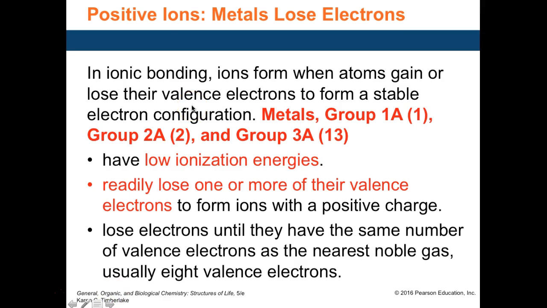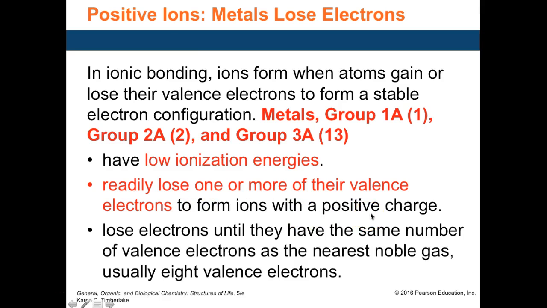So in an ionic bond, the ions are formed from metals by loss of electrons, and the number of electrons lost is equal to the group number. So all the metals in group 1A will lose one electron, in 2A 2 electrons, and then in 3A 3 electrons. All right. Metals have low ionization energy, that is, the energy needed to pull an electron from a neutral atom, and so the metals easily lose one or more of their valence electrons and end up with a positive charge.